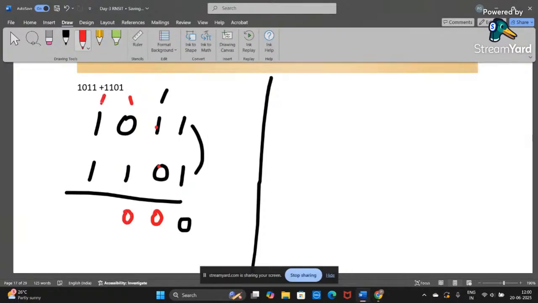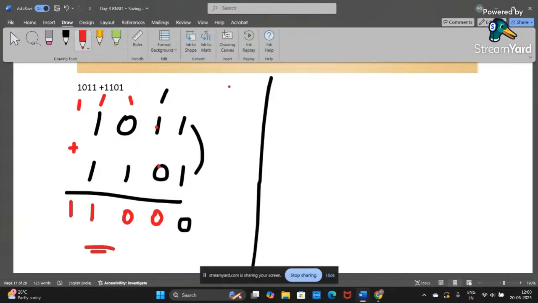1 will be carried forward to the next one. So here 1 plus 1, it is 10. 10 plus 1, it is 11. So 1 here and 1 will be carried forward to the next one. But there is no other number. So right here. Got it?